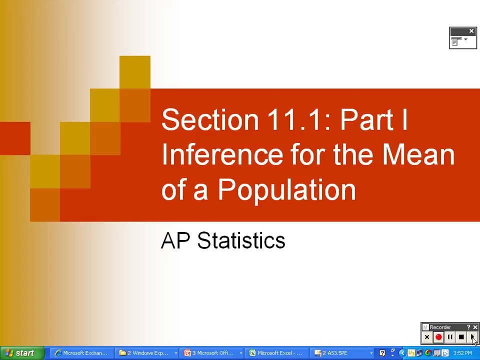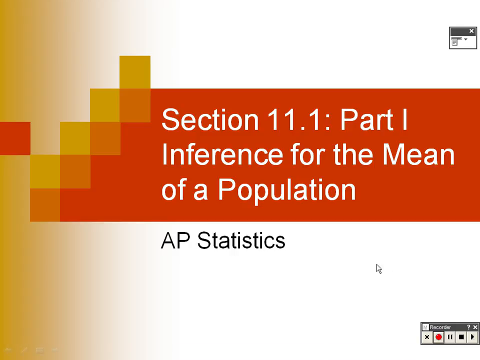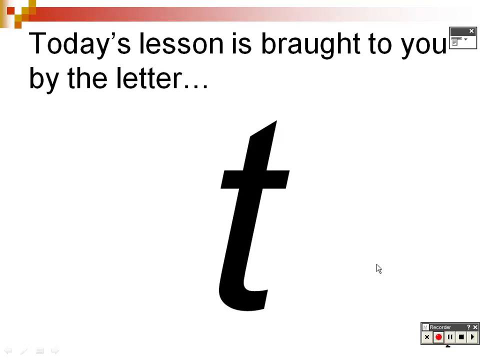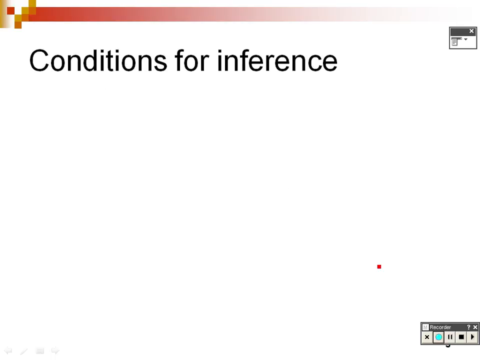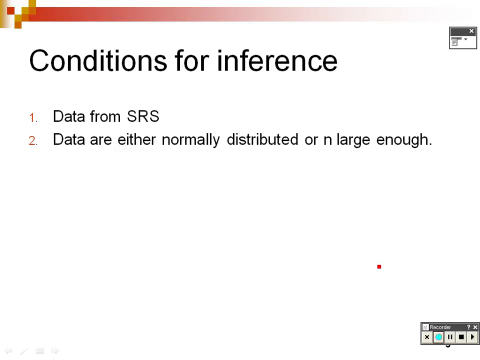Okay, so here's the big idea. Today's lesson is brought to you by the letter T. We'll see why in just a second. Conditions for inference. As always, when we're working through problems like we're going to today, you need to make sure that your data is from an SRS and your data is either normally distributed or n is sufficiently large. Those are two things that we've been talking about for a while. It was on the quiz last week. It'll be on the test coming up on Friday. Keep that in mind.